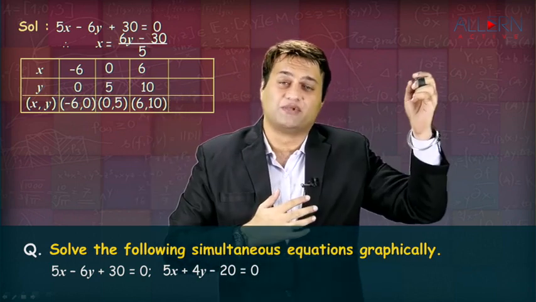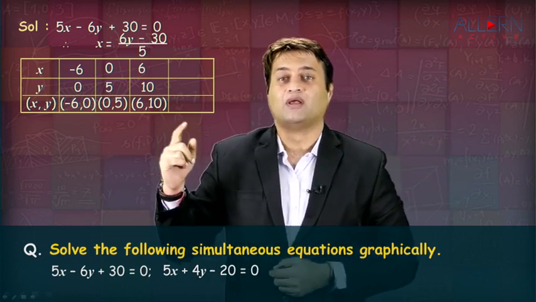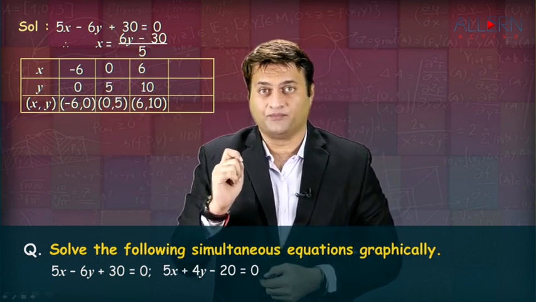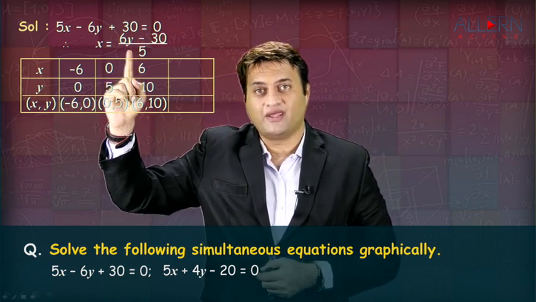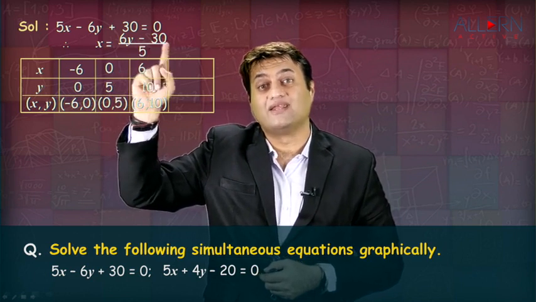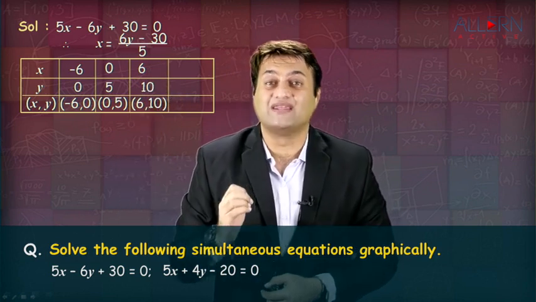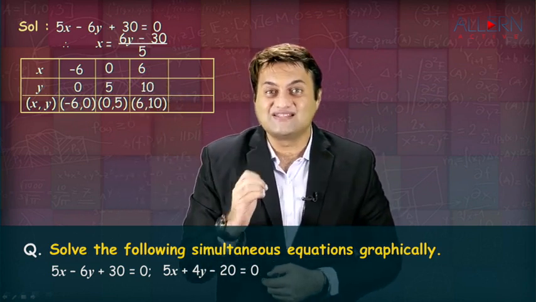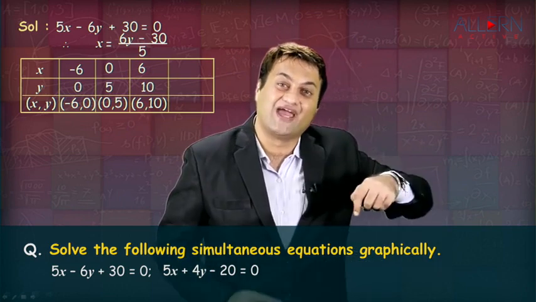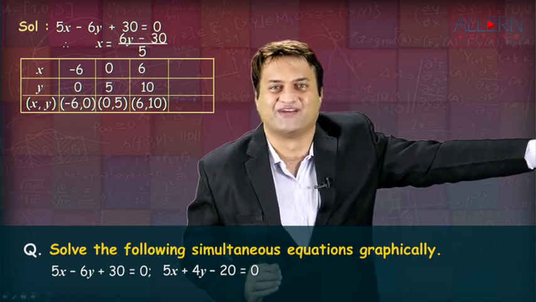If the value is bigger than what we can actually plot on the graph paper, then we need to take the negative number. Now here the problem is, if we take y as minus 5, it will be 6 into minus 5, that's minus 30. Minus 30 minus 30 will be minus 60. Minus 60 upon 5 will be minus 12. x is equal to minus 12. You cannot plot it on the graph paper because on the x axis 8 or 9 would be the maximum point which you can fit, right?